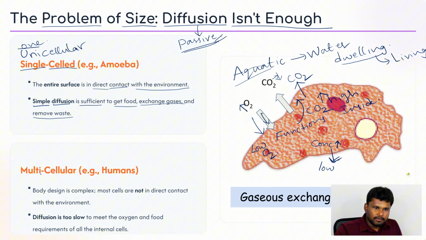Next, when it comes to the multicellular organisms like you and me, the body design is very complex. It has a single cell, manages everything, but you have different system for everything. For respiration, you have respiratory system.